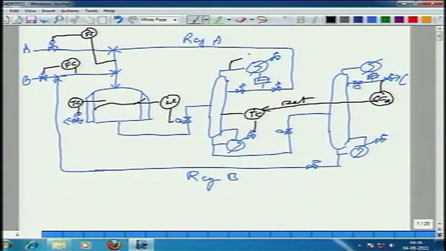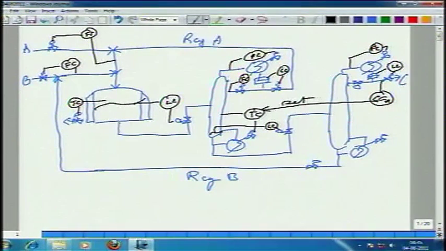Level control, the rest is straightforward actually. Pressure control, level control, sufficient reflux, level control, level control, pressure control. You could have a temperature controller here.